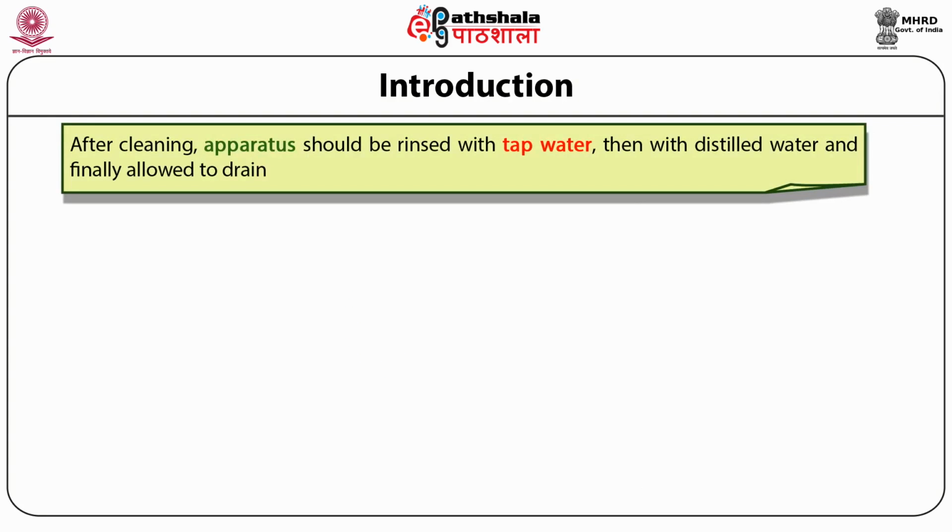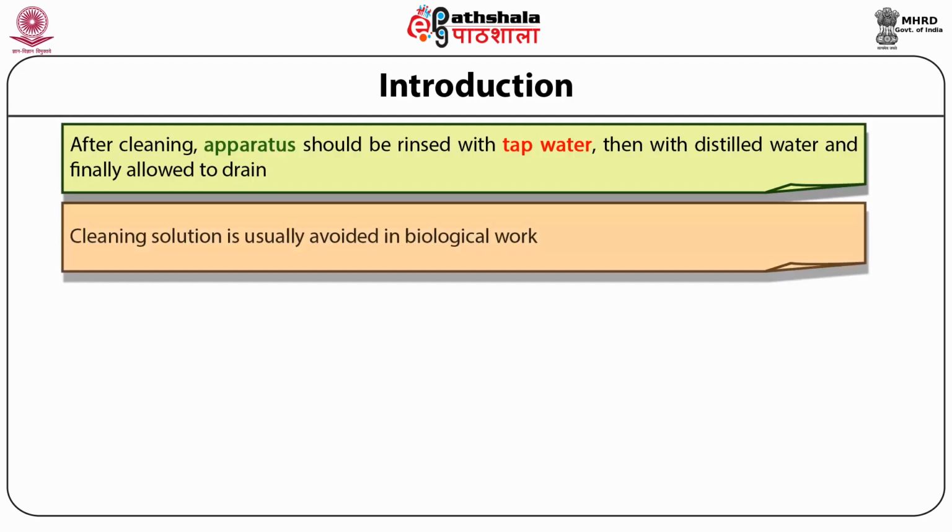After cleaning, apparatus should be rinsed several times with tap water, then with small portions of distilled water, and finally allowed to drain. Cleaning solution is usually avoided in biological work because many microorganisms are sensitive to traces of chromium which remain on the glass even after thorough rinsing.